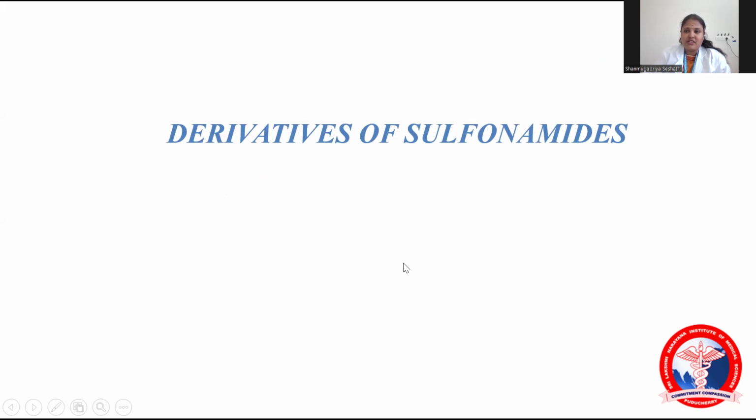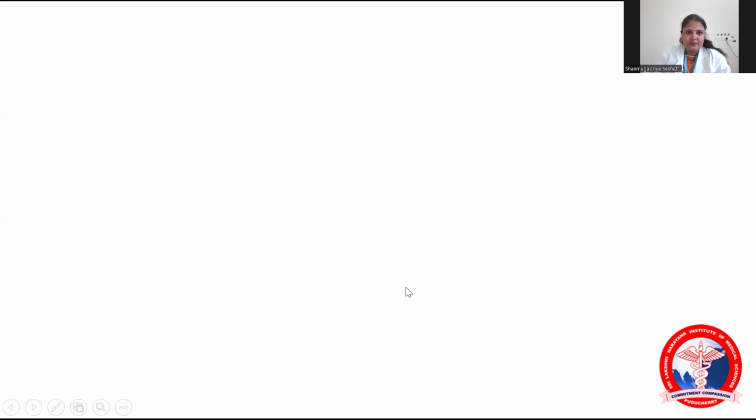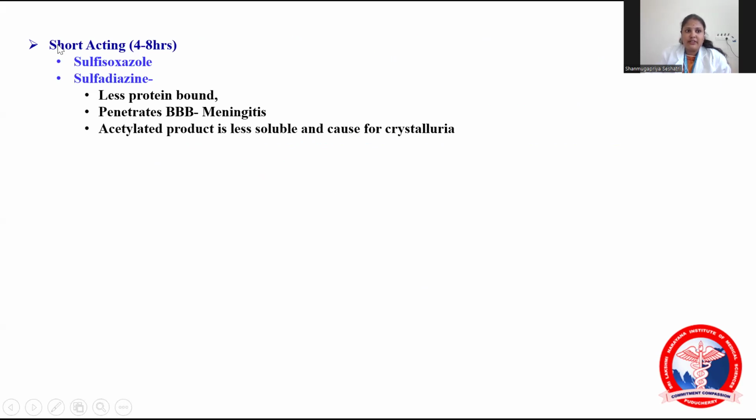Coming to the derivatives. What are the drugs available in sulfonamides? Based on the duration of action, sulfonamides are divided into short-acting drugs. The short-acting drugs are sulfasalazine and sulfadiazine, which have a shorter duration of action of 4 to 8 hours. That is, the drug will stay in our body for 4 to 8 hours, after that the drug will get eliminated from our body. One major good point about these short-acting drugs is that they are less plasma protein bound, and have the property to cross barriers, that is the blood-brain barrier, blood-CSF barrier and blood-placental barrier. Since the drug crosses the blood-brain barrier, it can be used for treating recurrent meningitis. In case of chronic meningitis, we can use this drug as a reserve drug or second-line drug.